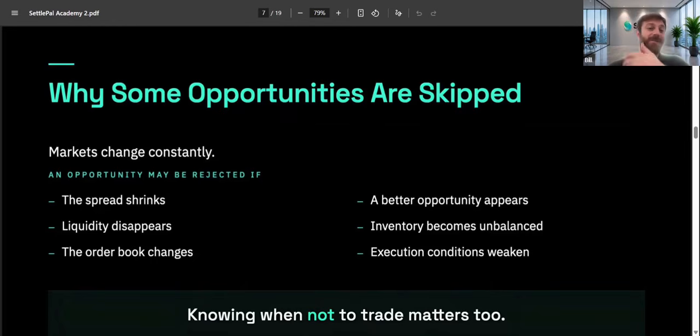So let's use another example, right? Imagine that SettlePal identifies an opportunity with a 1.1% spread. At the moment that it is discovered, the liquidity looks really strong. The opportunity meets the platform's benchmark, but a few seconds later, the market conditions begin to change, as we all know they do. Liquidity starts to fall, the spread narrows from 1.1% to 0.6%, and then the order book changes again and the spread falls to 0.4%. And at that point, the opportunity may no longer deserve to be traded.